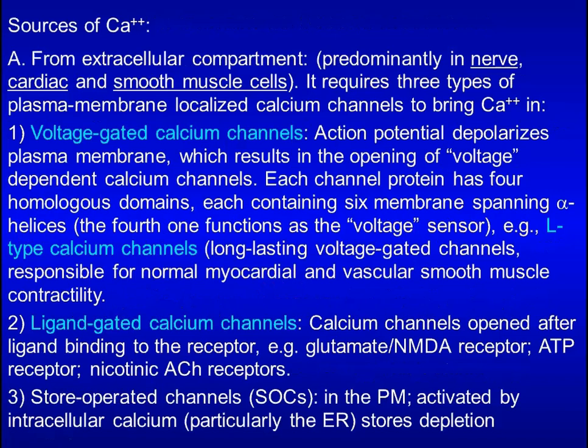For nerve, cardiac, and smooth muscle cells, calcium can be derived from outside. It may enter the cell through voltage-gated calcium channels, ligand-gated calcium channels, or store-operated channels. Here, I highlight L-type calcium channels. They are long-lasting voltage-gated channels, responsible for normal myocardial and vascular smooth muscle contractility.